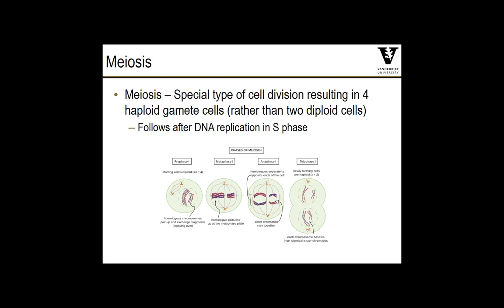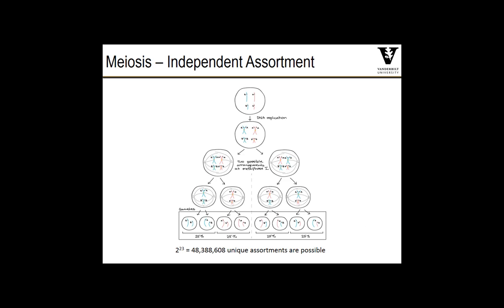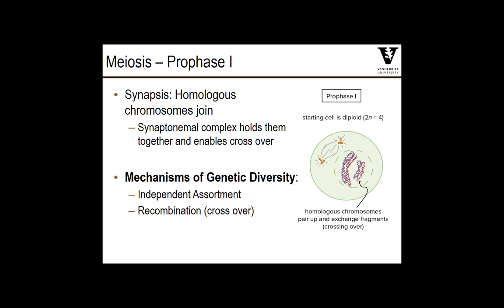Does that make sense? I'm actually going to move because I think I have a better picture of this here. So we call this the joining of homologous chromosomes synapsis. And it's held together by something called the synaptonemal complex, which allows for two different methods of genetic diversity. The first is independent assortment, which is what I just started to describe, and I'll show in more detail in just a second. And the second is, across this entire synaptonemal complex, there's places where the DNA can actually cross over. So the chromosomes can swap, if that makes sense. So I'll show pictures of both of those things.